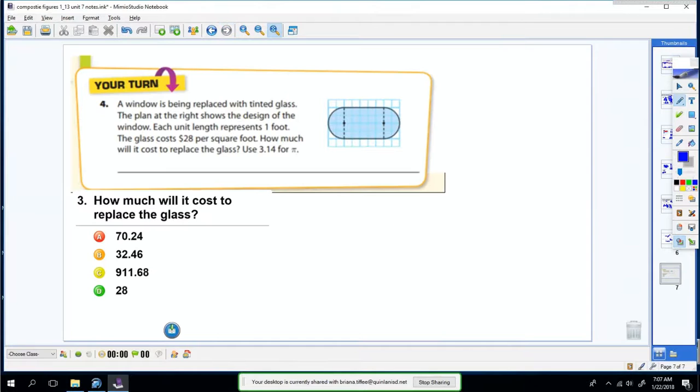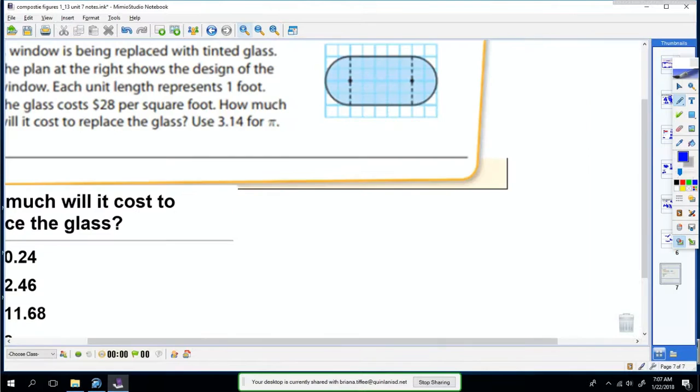Okay, so now you try one. So pause the video, try it by yourself. Okay, so next one. A window is being replaced with tinted glass. The plane at the right shows the design of the window. Each unit length represents 1 foot. The glass costs $28 per square foot. How much will it cost to replace the glass? So again, we got to find our units. So this will be 4, and then this will be 5.